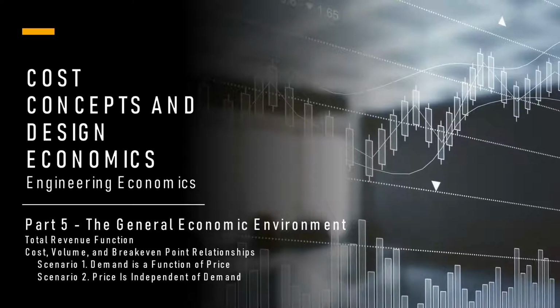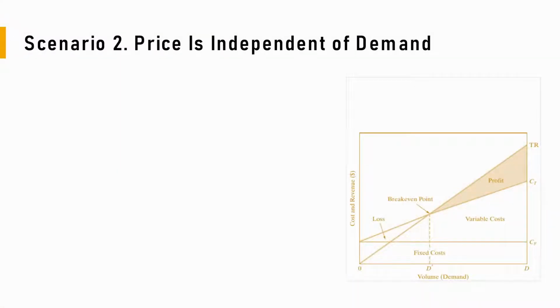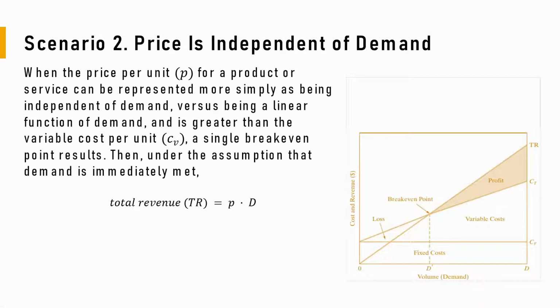Okay, continue natin yung scenario 2 in which price is independent of demand. So, continuation ito sa part 5 ng lecture 3 natin para sa cost concepts and design economics sa course na engineering economics. So, when the price per unit P for a product or service can be represented more simply as being independent of demand versus being a linear function of demand and is greater than the variable cost per unit, a single break-even point results.